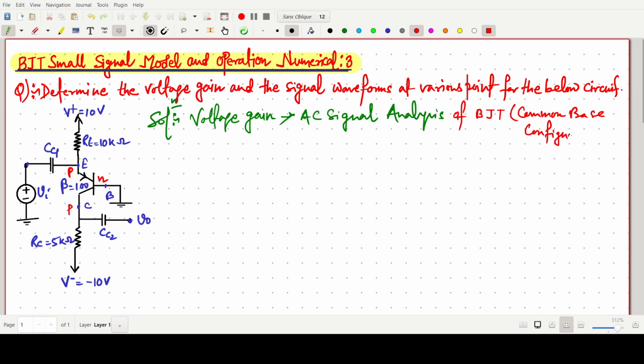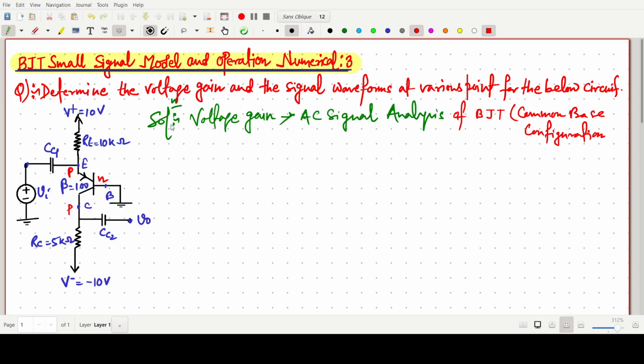In this figure, the supply voltage V plus is 10 volt and V minus is minus 10 volt. There are two capacitors, CC1 and CC2. The coupling capacitor is used to couple the input signal Vi to the emitter, and these capacitors are very large. In addition, beta, the common emitter current gain, is given. Since this is a common base circuit, there may be a possibility to find alpha.